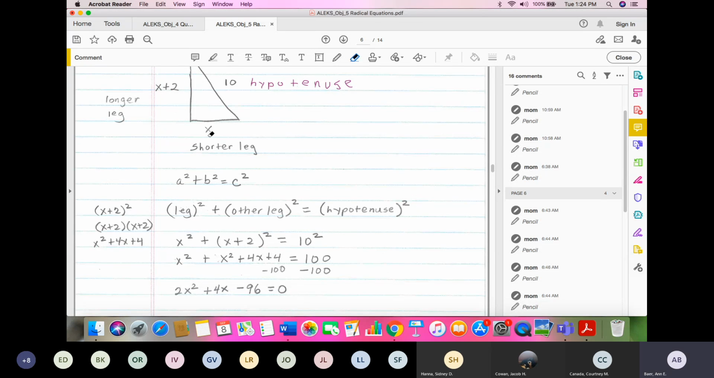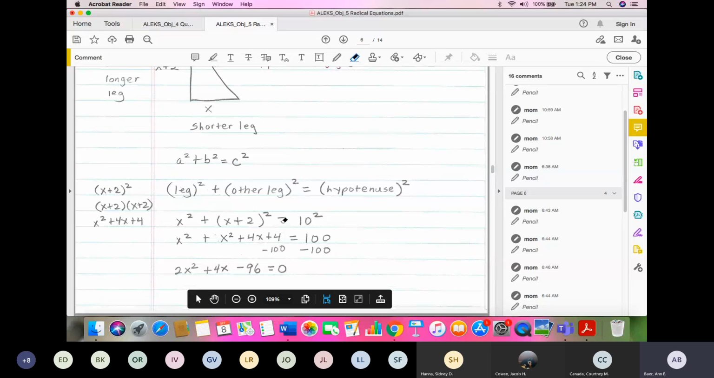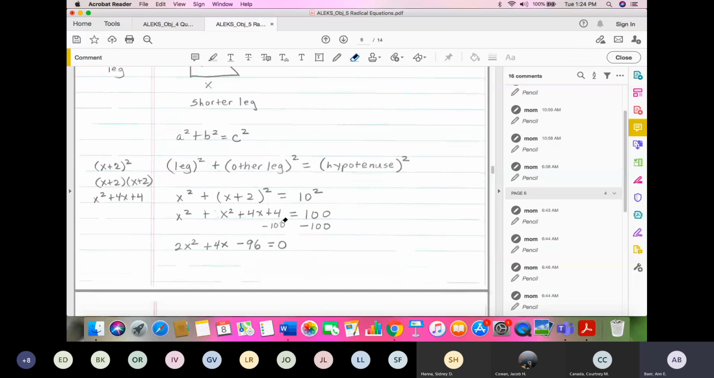So let's start with the shorter leg. We'll put X in here for the leg. You get X squared, plus the other leg. That's this guy up here, x plus 2, we put it in parentheses, square it, and get x plus 2 squared equals the hypotenuse 10 squared. So this x squared, I'm just bringing straight down, plus comes straight down, x plus 2 squared.